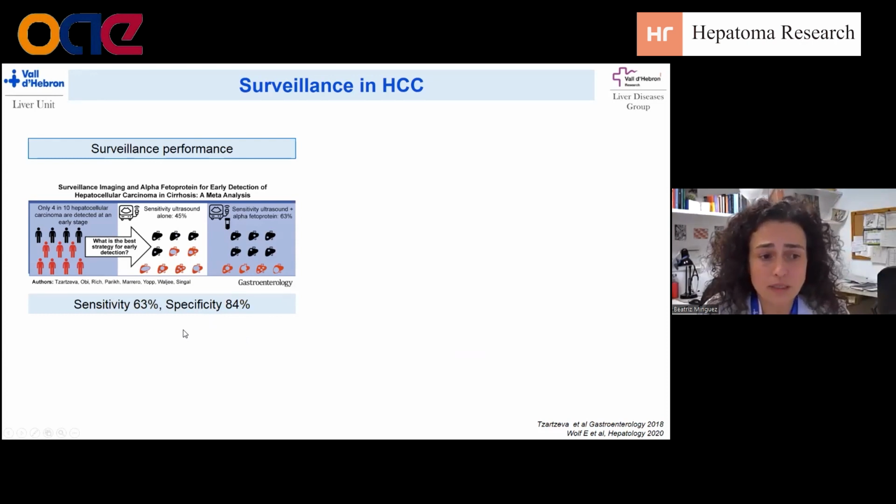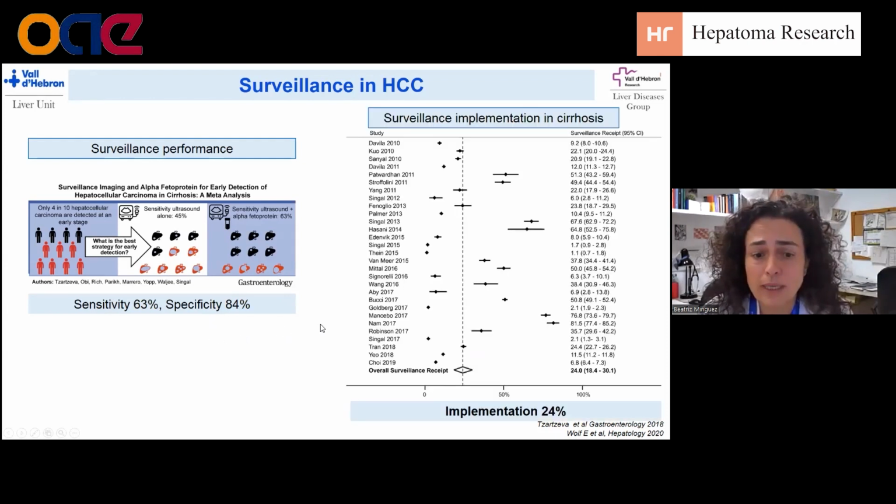So there is still, of course, room for improvement, but there is still more room for improvement when we look at the implementation, which has been studied and addressed in this meta-analysis, also recently published, in which implementation of these surveillance strategies is around 1/4 of the patients that should be on this surveillance program. So a non-invasive tool would be of interest in clinical practice.